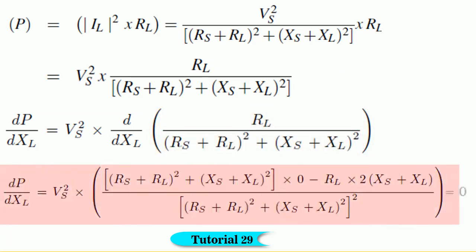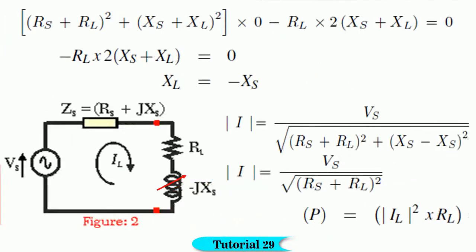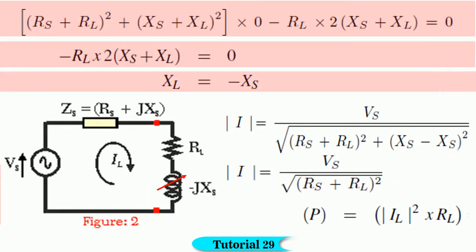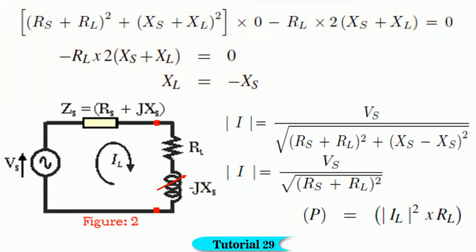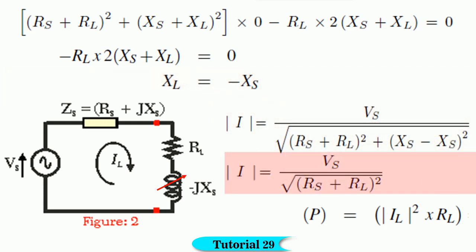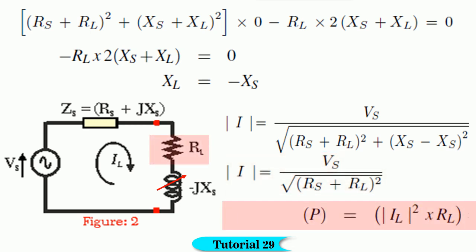By putting dP by dXL to 0 and solving it, we get XL is equal to minus Xs. By substituting XL is equal to minus Xs in the equation of current IL, we have to obtain mod of IL and then find Pmax using Pmax is equal to mod of IL squared into RL. Note, power is consumed only in RL.